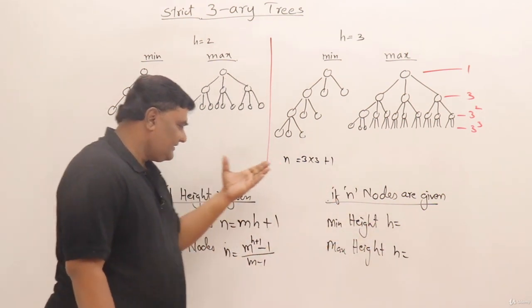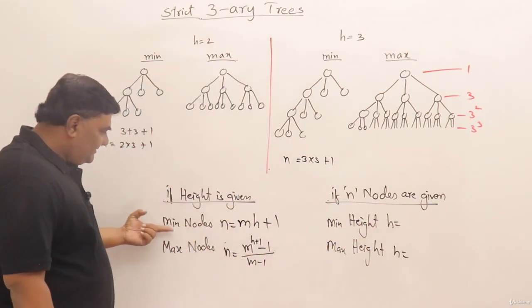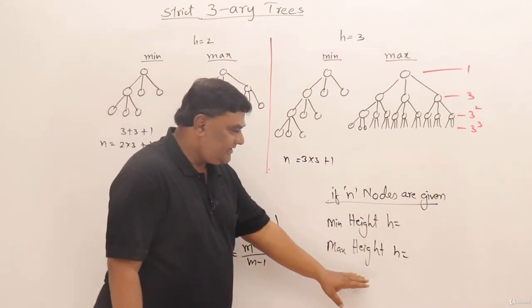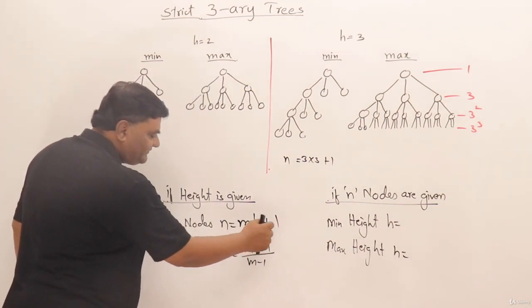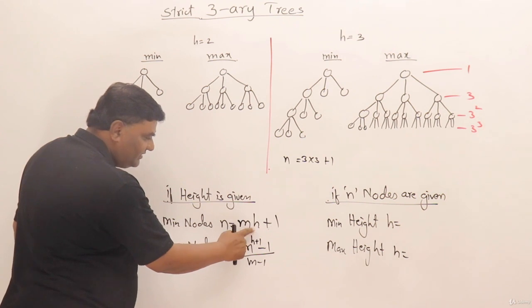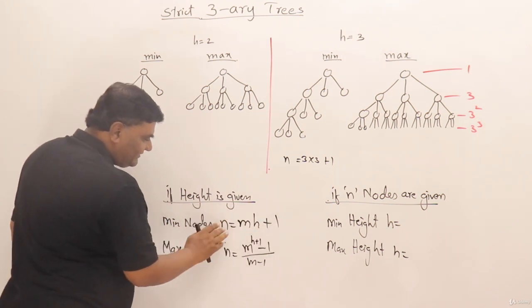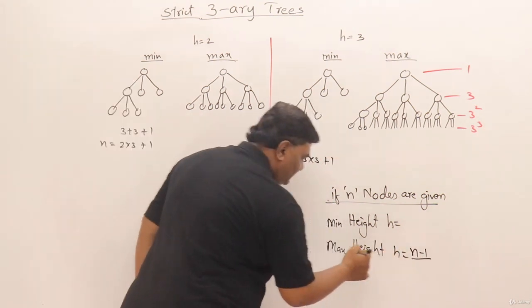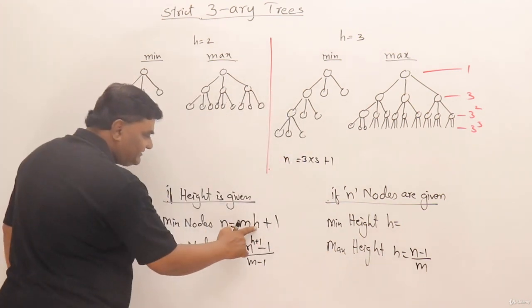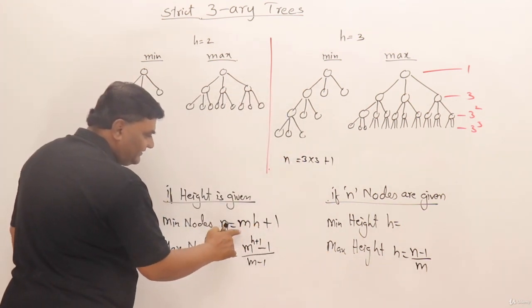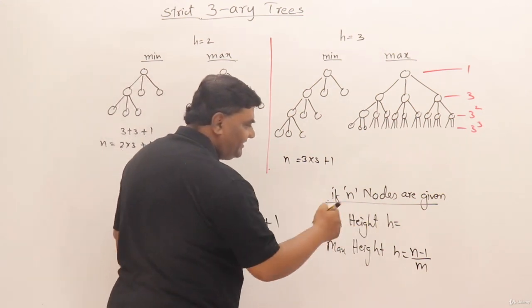These formulas I can get them from here. Like the minimum nodes can give me maximum height formula. See, here it is n equal to mh plus 1. What is h? That one if you send here, n minus 1. Then m comes in denominator. So this h is equals to n minus 1 by m. Yes, n minus 1 by m.